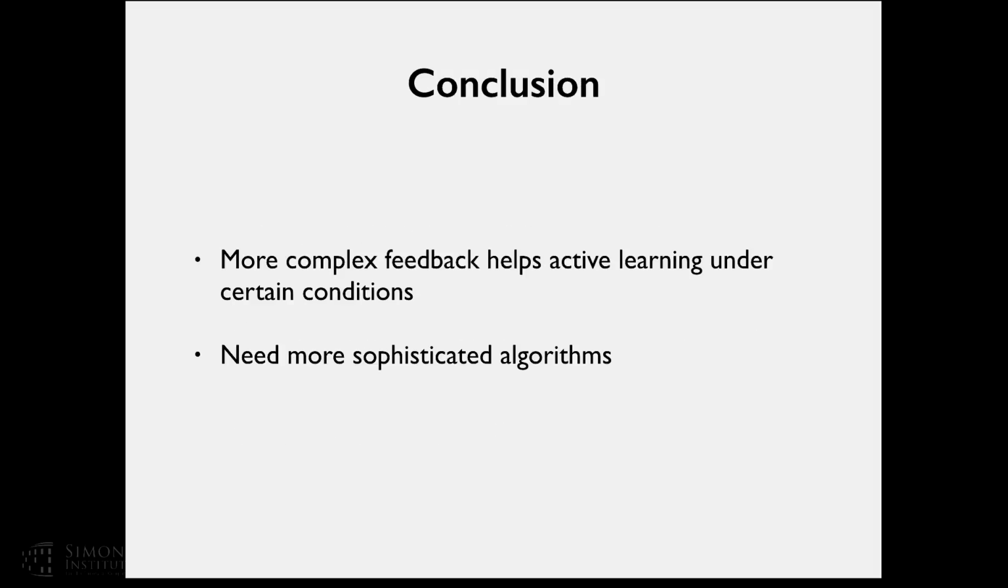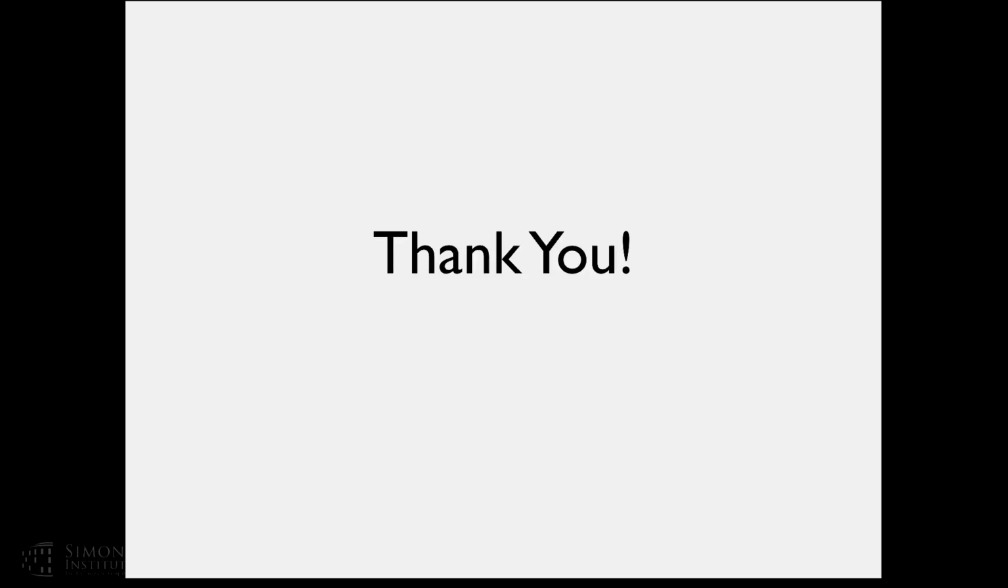Okay. So conclusion, I started out by talking about active learning with more complex feedback than labels. You can get more complex feedback to help active learning, but not always, as is generally the case. It will help you under certain favorable conditions. However, we need to use fairly sophisticated algorithms. So we need to really think about when the interaction is helping us or not, and we need to use algorithms that are a bit more sophisticated than just using simple label feedback, okay? And with that, I'll take your questions.